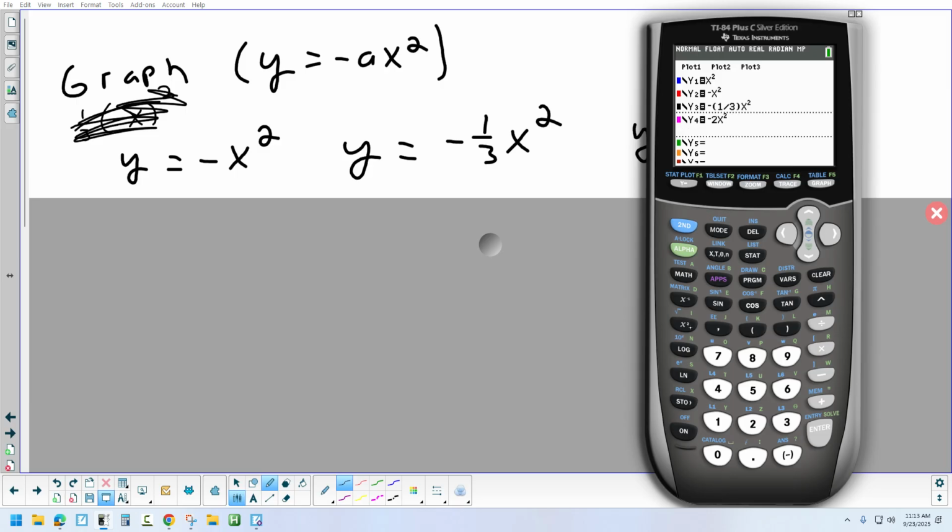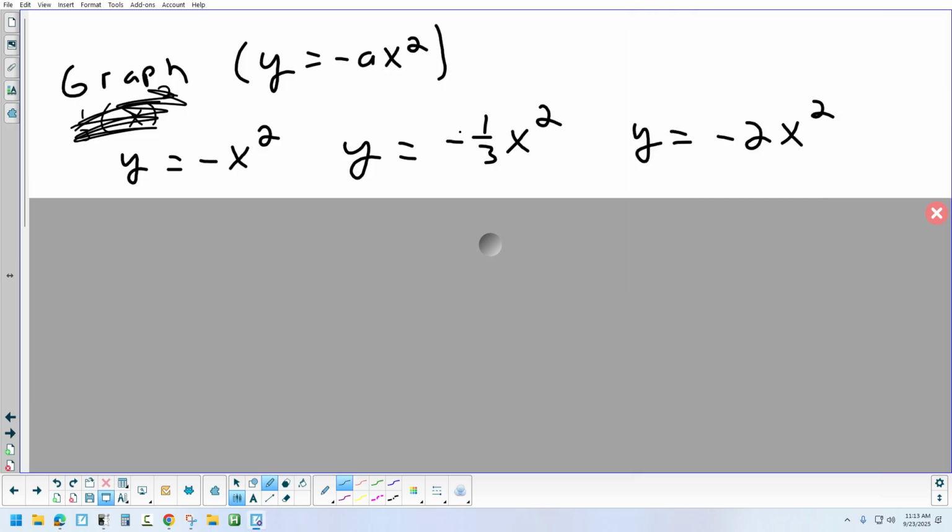What's actually happening here is these are two separate things. The negative does something, and the 1/3 does something. That's going to flip it. That's going to compress it. That's going to flip it. That's going to stretch it. So it's important to understand that these are two separate things, the negative and the 2. Don't think of them together as one thing.